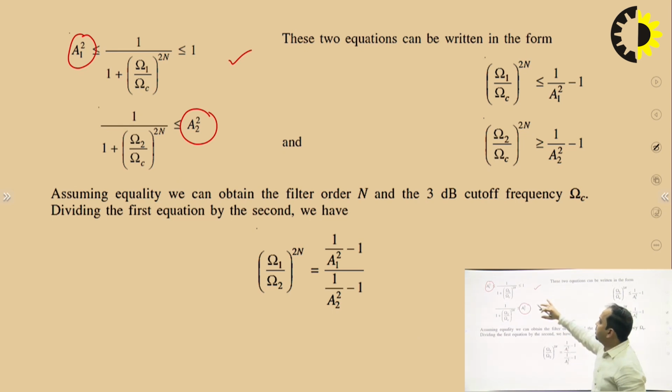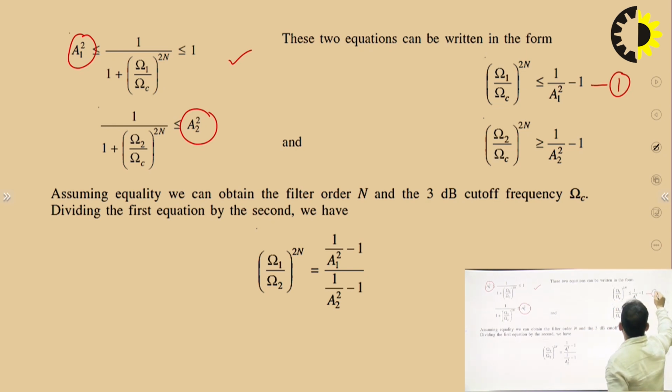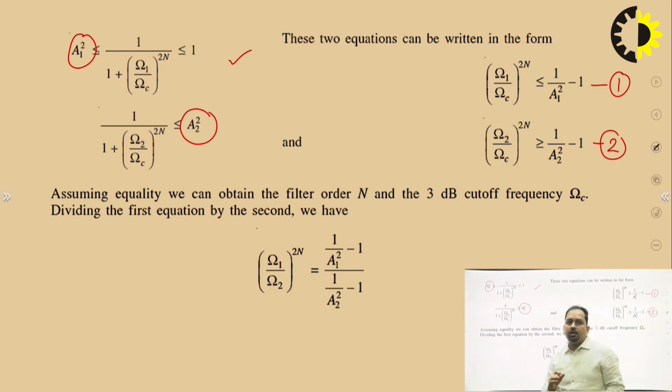So we have these two inequalities. If we simplify both the inequalities, we will have, let's say, equation number 1 and equation number 2, which contain the edge frequencies ohm1, ohm2, as well as the attenuations A1, A2, and also we have N.